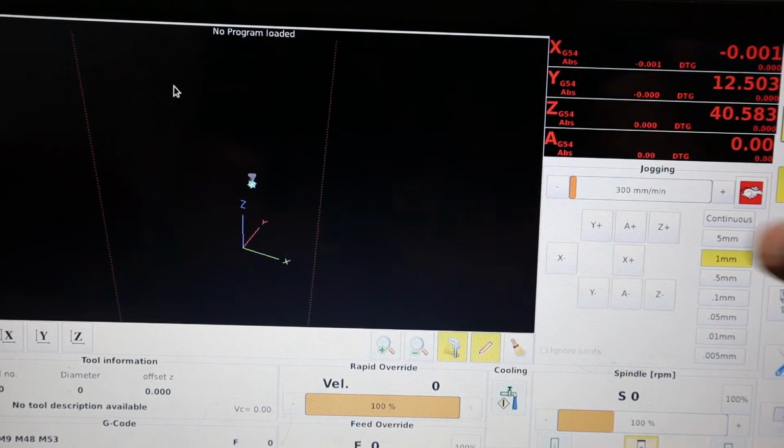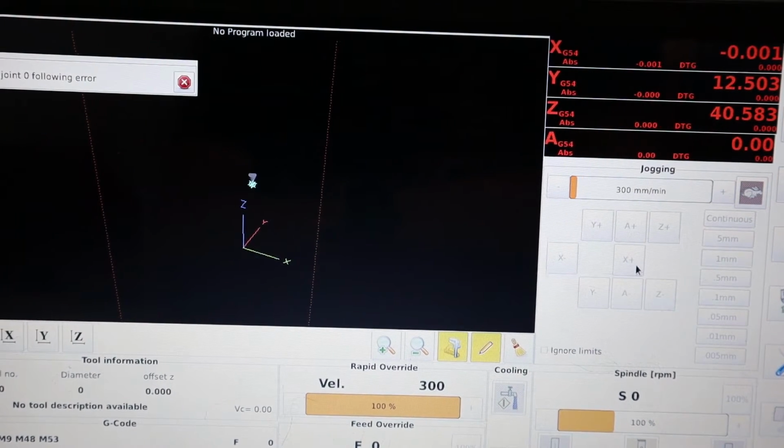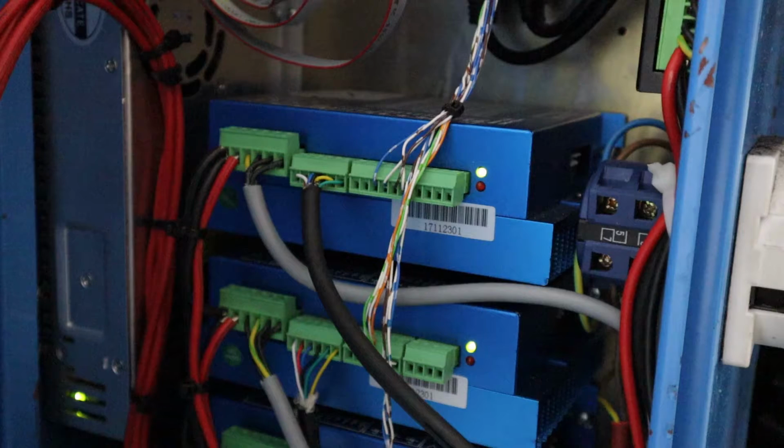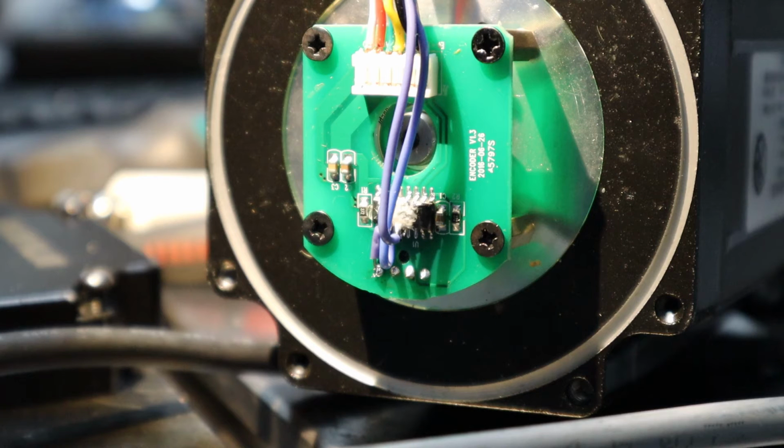I wanted to use the milling machine, but I kept getting these joint zero following errors, and a blinking LED on the driver. It turns out that there is a problem with the encoder on the motor. The differential driver here has four differential outputs. It uses two of them and one has failed. So there are in fact two that are still working.